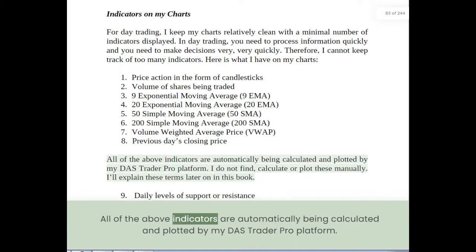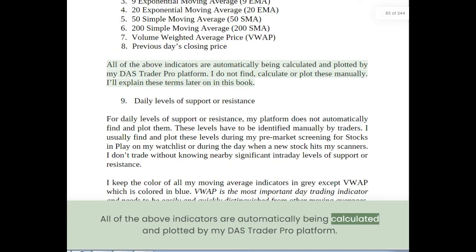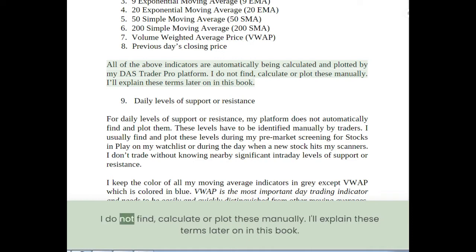All of the above indicators are automatically being calculated and plotted by my DAS Trader Pro platform. I do not find, calculate or plot these manually. I'll explain these terms later on in this book.